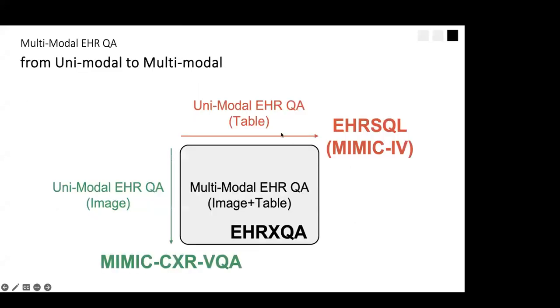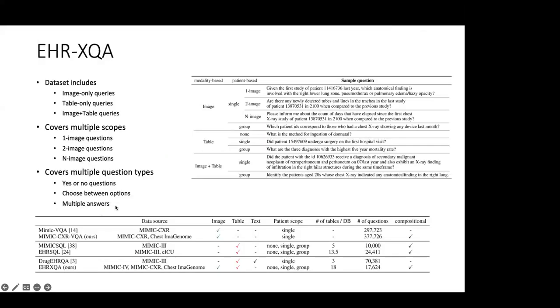So once we have those two, the unimodal for the table and the unimodal for the image, we just need to combine the two together. Basically we have multiple types of question answering data sets, and multiple types of questions, like questions that are only based on a single image, questions that require you to compare two images and see if something new happened or some disease resolved over time, or a question that requires you to look at all the images and get aggregate information.